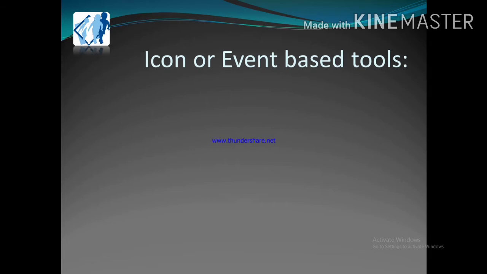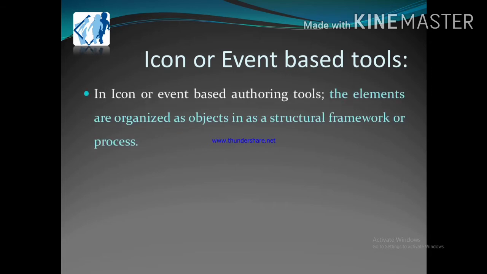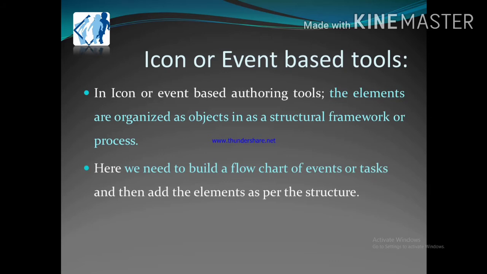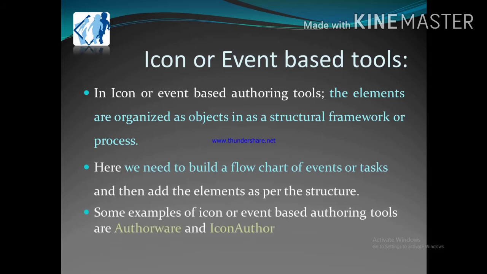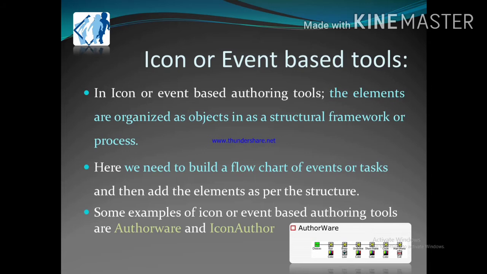Icon or event based tools. In icon or event based authoring tools, the elements are organized as objects in a structural framework or a process. Here we need to build a flowchart of events or tasks and then add the elements as per the structure. Some examples of icon or event based authoring tools are AuthorWare and Icon Author. This is the AuthorWare example. In icon or event based authoring tools, all the elements are put as interactive objects. We have certain buttons to activate that particular event or particular element.